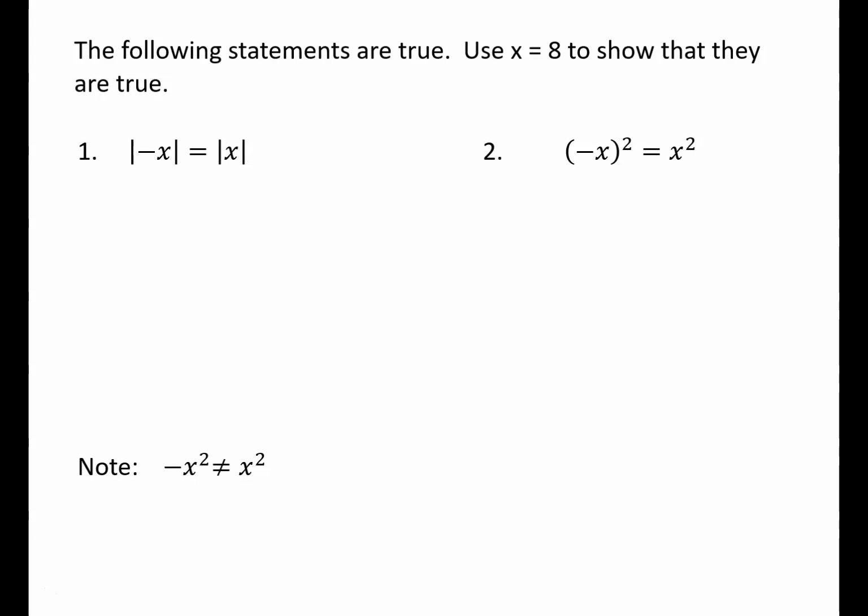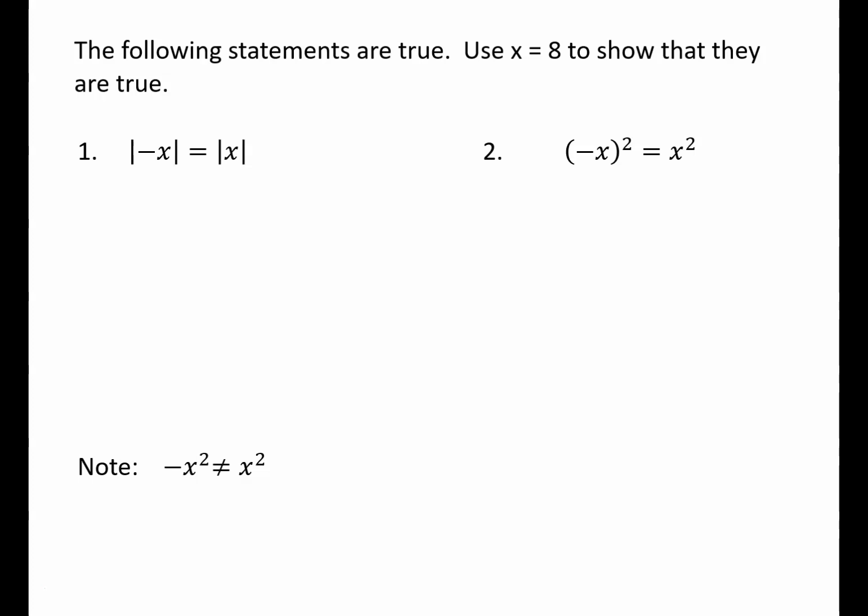So the first part of this video is going to help us learn how we can simplify after we substitute in a negative x. So this slide says the following statements are true. Use x equals 8 to show that they are true. So we're going to substitute 8 for x and look at what happens in these equations.